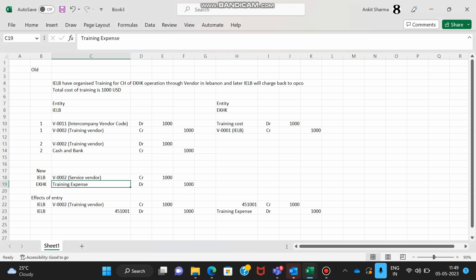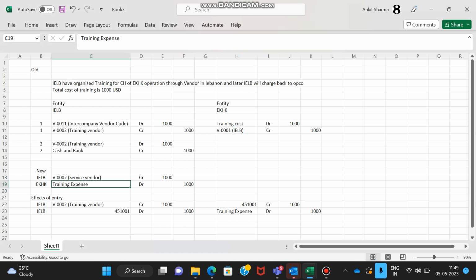As I informed, IELB, the offshore entity, has organized a training for the country head of Ekistok Hong Kong through a vendor in Lebanon, and later IELB will charge back to Opco. The total cost of training is 1000 USD.